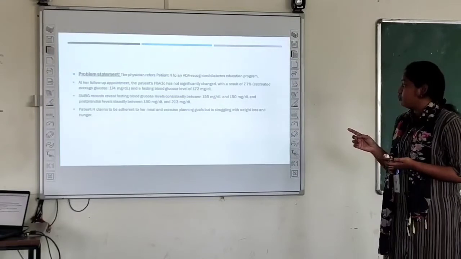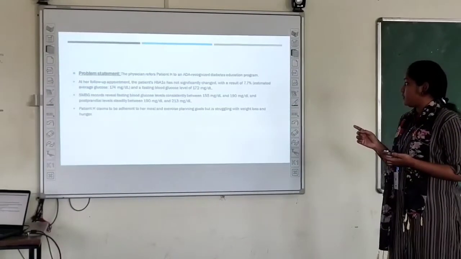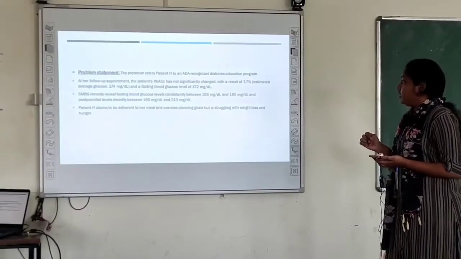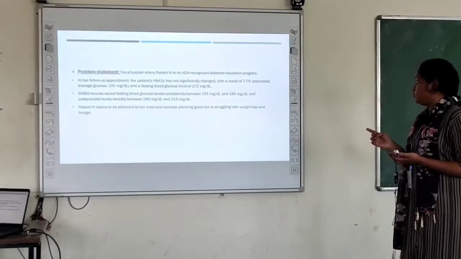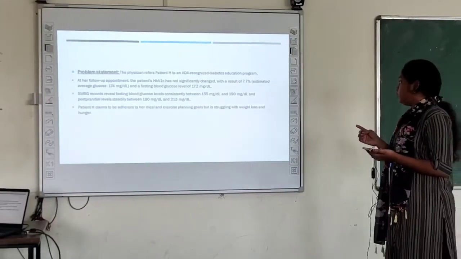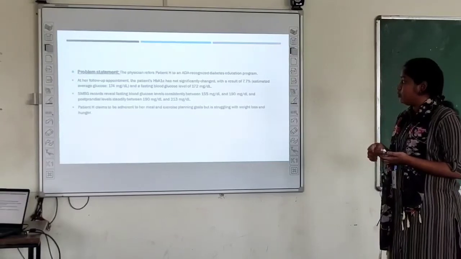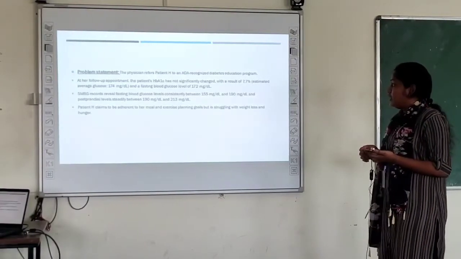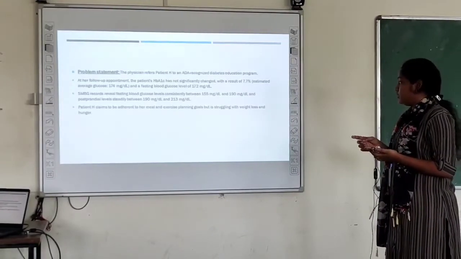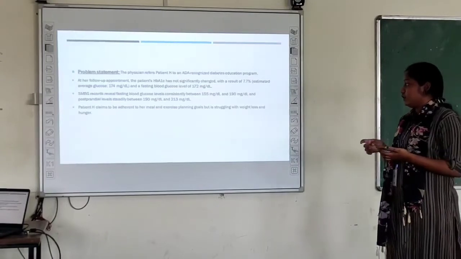Estimated average glucose 174 mg per dl and a fasting blood glucose level of 172 mg per dl. SMBG records reveal fasting blood glucose levels consistently between 155 mg per dl and 190 mg per dl, and postprandial levels steadily between 190 mg per dl and 213 mg per dl. Patient claims to be adherent to her meal and exercise planning goals but is struggling with weight loss and hunger.